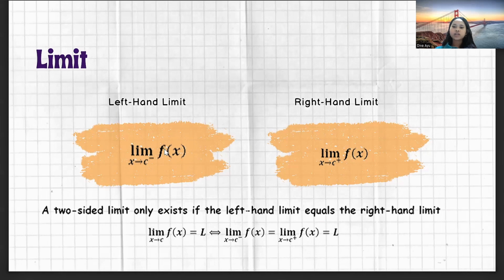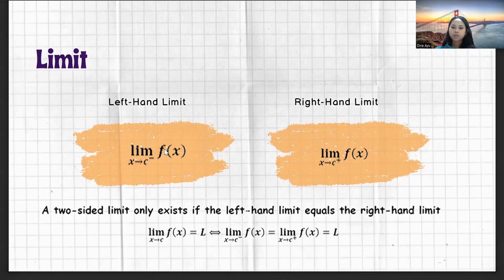On the other hand, we also have the right-hand limit. A right-hand limit means that x approaches the number from values that are greater than that number. Its notation is read as the limit of f of x as x approaches a from the right. For the limit to exist, both the left-hand limit and the right-hand limit must have the same value. If these two values are different, then we say the limit does not exist.